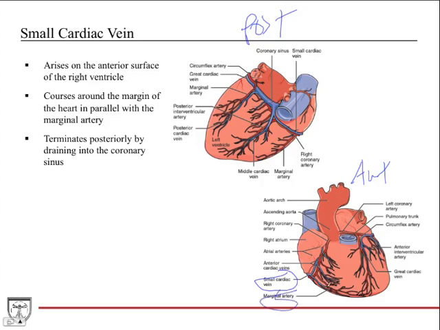Here's the vein. Again, the vein's going this way, the artery's going this way. So it comes back around and then it wraps around. And here you can see it labeled again. So it's wrapping around. And then it terminates posteriorly by draining into the coronary sinus, and you can see it. So as you can see, all roads, as far as veins go, lead to the coronary sinus.